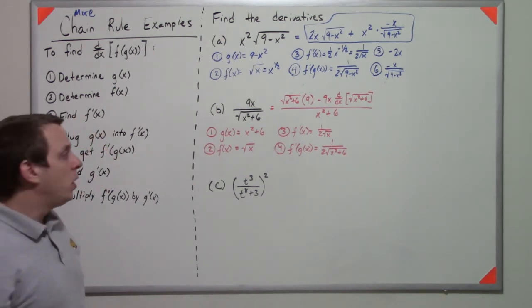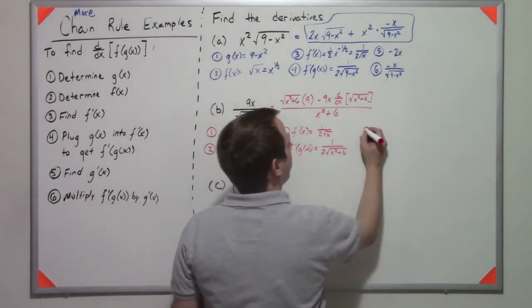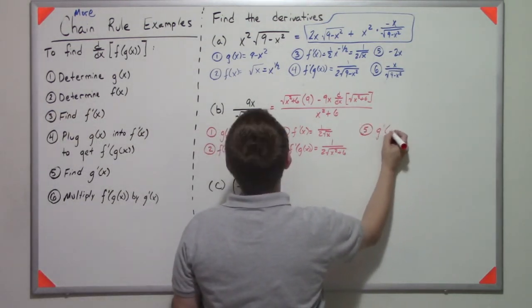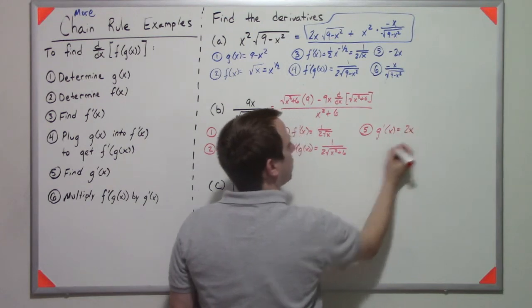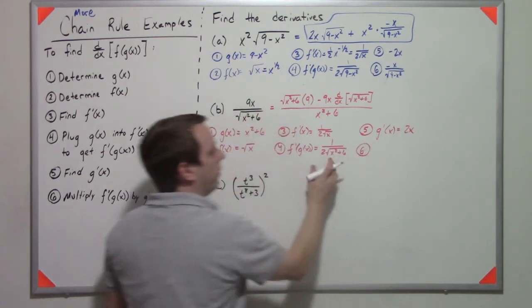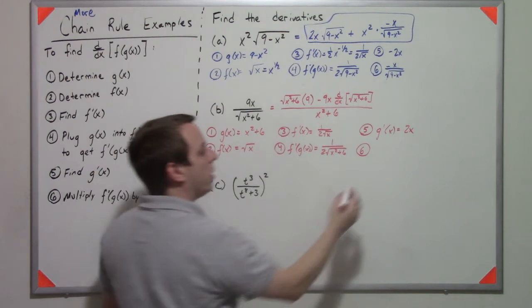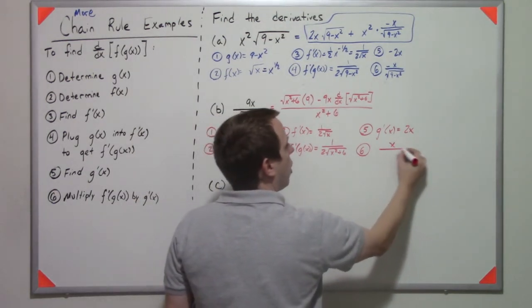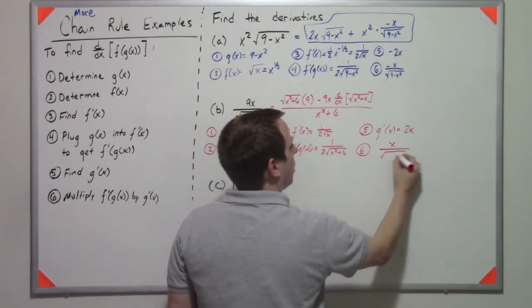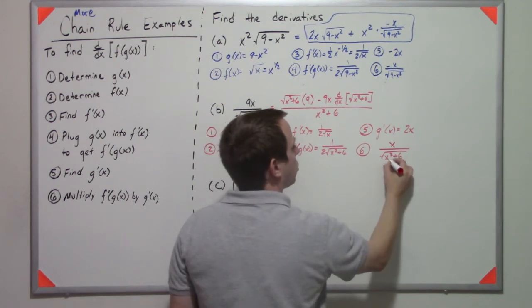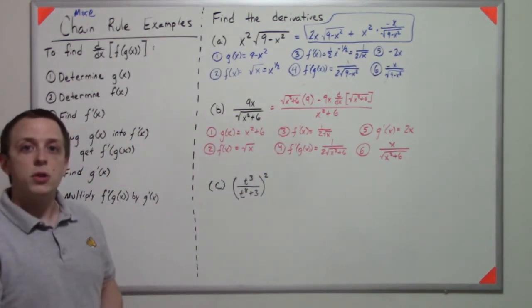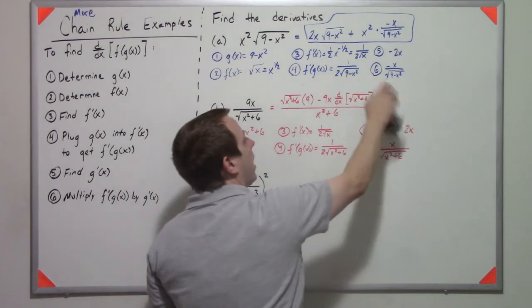And so then we'd find g prime, which is 2x. And then our answer, multiplying these two together, would be x over the square root of x squared plus 6. So we could go ahead and just plug that in.